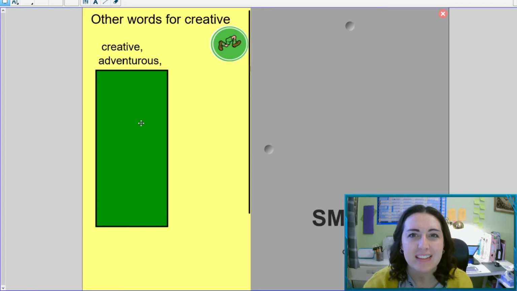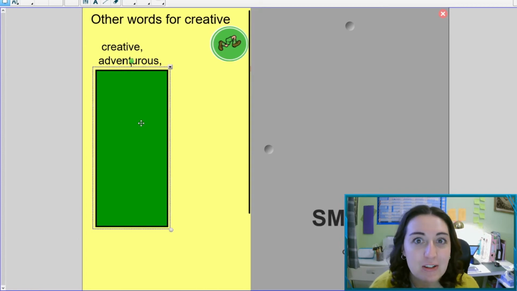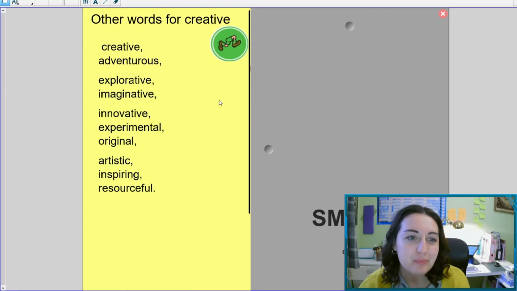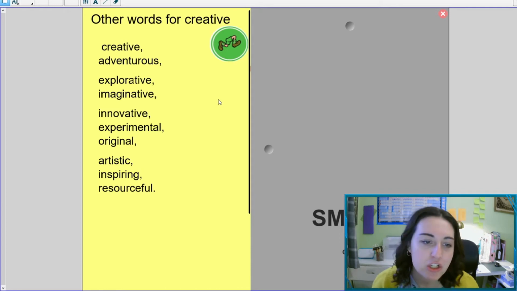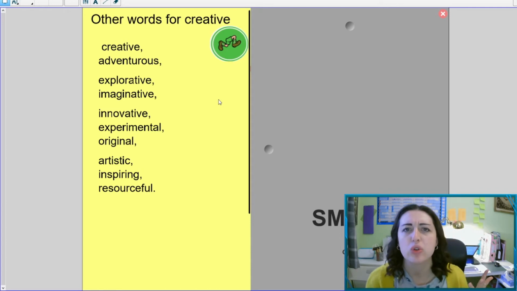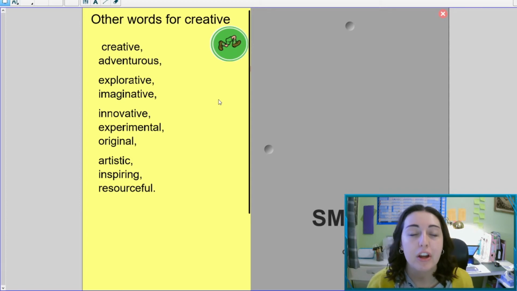Okay, so this is probably quite tricky, but I've got some here for you if you were struggling. So creative, adventurous, explorative, imaginative, innovative, experimental, original, artistic, inspiring, resourceful. So all those kind of words are describing how we are going to be different with our felt tip pens. We are going to be innovative with our colours. We are going to be experimental with our colours, imaginative.